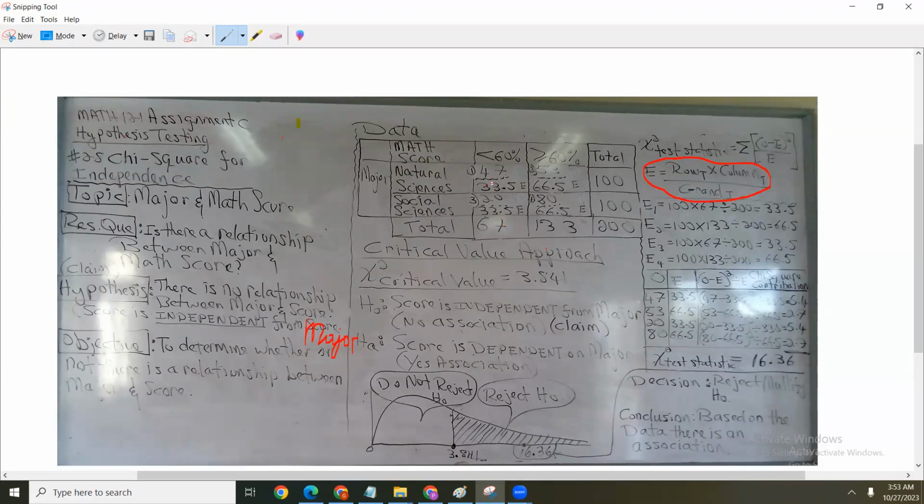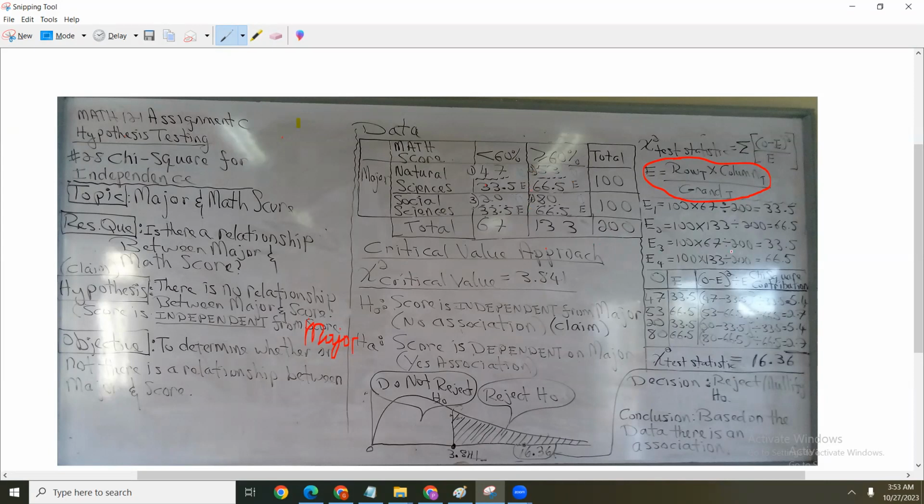So for example, for 47, the row total is 100. The column total is 67. So it will be 100 times 67 divided by 200. The grand total is 200 because for this example, it's 200 students that were tested and grouped into natural sciences, 100 of them, and social sciences, 100 of them. And the calculation will give us what we call the expected values. So there are 4 of them. Each observed value will have its respective expected value.